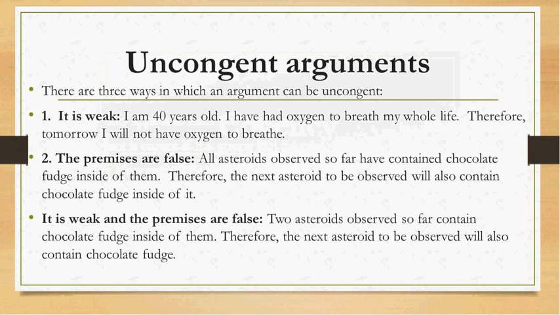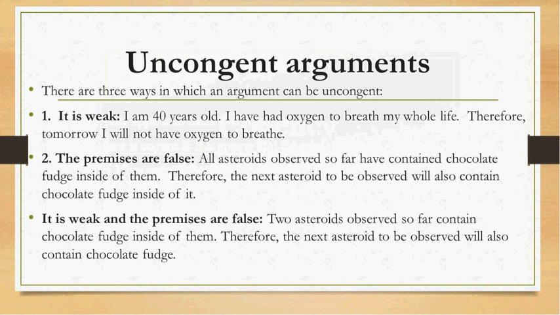Okay, the last case would be then in which both conditions fail. This would be the case in which the argument is weak and the premises are false. So here's an example of that. Two asteroids observed so far contain chocolate fudge inside of them. Therefore, the next asteroid to be observed will also contain chocolate fudge. Okay, this argument is weak, and the reason why it is weak is because we're predicting something about the next asteroid based on only two asteroids, right? That's a very low sample for us to be making a generalization or to be predicting what the next one will be like. So that's why it's weak.